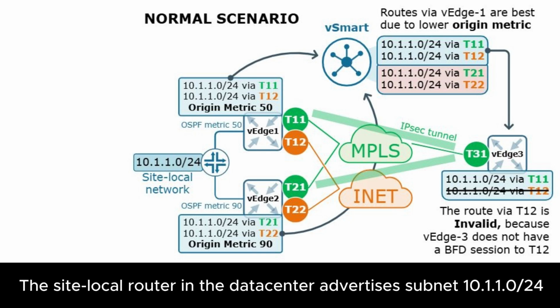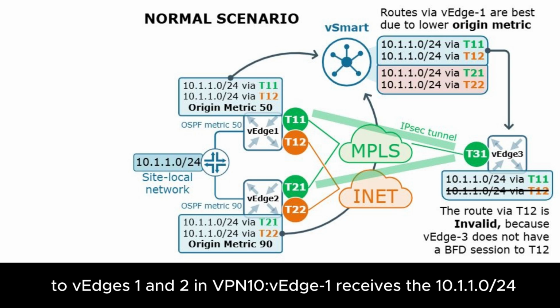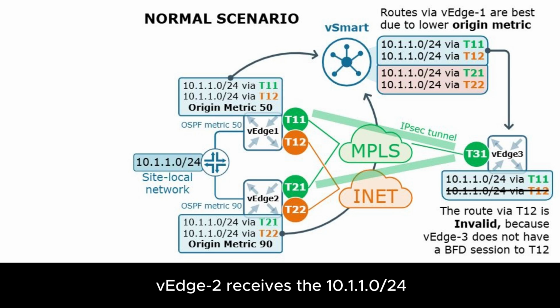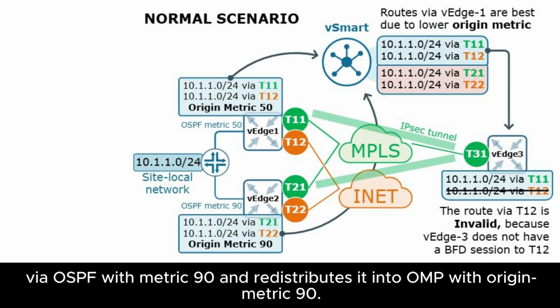The site local router in the data center advertises subnet 10.1.1.0/24 to vEdges 1 and 2 in VPN 10. vEdge 1 receives the 10.1.1.0/24 via OSPF with metric 50 and redistributes it into OMP with origin metric 50. vEdge 2 receives the 10.1.1.0/24 via OSPF with metric 90 and redistributes it into OMP with origin metric 90.